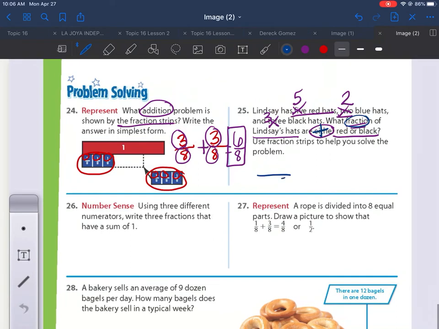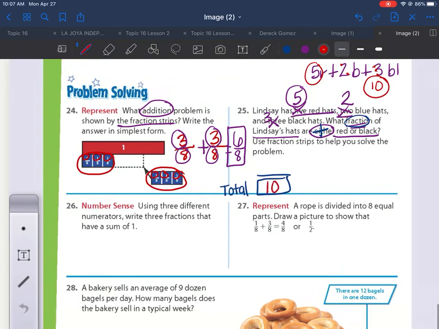So, Ms. Garcia, how do you find the denominator, the number that goes at the bottom? Remember, your denominator is going to be your total. How many hats do you have in all? 5 red plus 2 blue plus 3 black. How many in all? 5, 6, 7, 8, 9, 10. So in all, there is 10 hats. So my denominator will be 10.